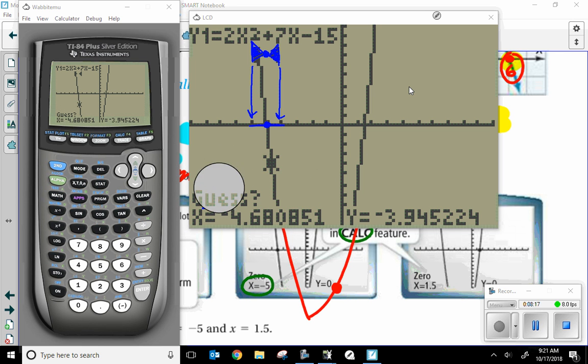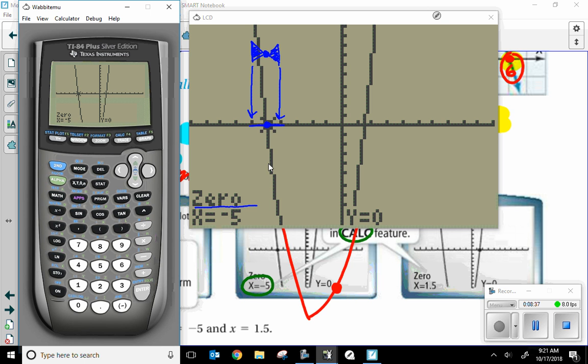So I want to call your attention to the bottom here again. Look what happened once I hit enter to establish my right bound. The calculator's asking, okay, well, now you want me to guess what it is? Yes. That's why we're doing this whole process. So I hit enter one more time, and my answer is -5. That's one of my 0s. And I'm going to do the same thing all over again to find this 0, because I have 2 of them. So let's do that.